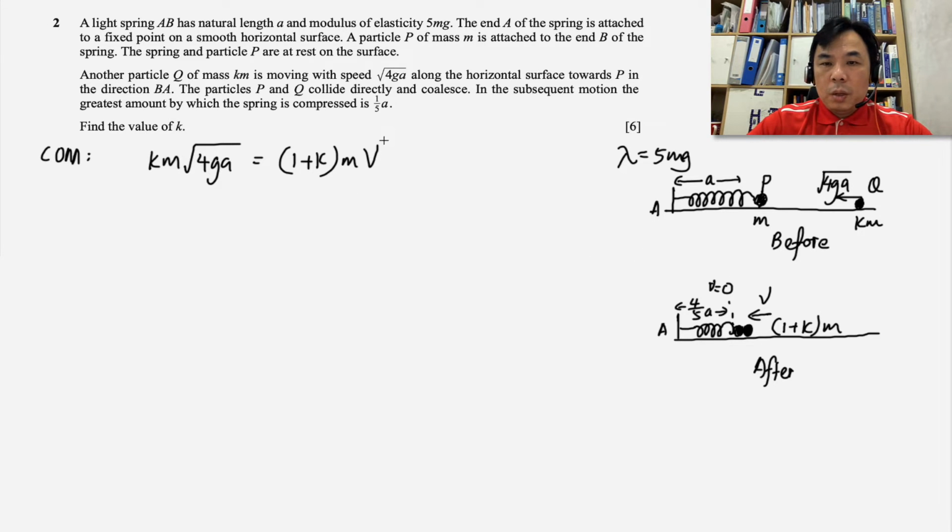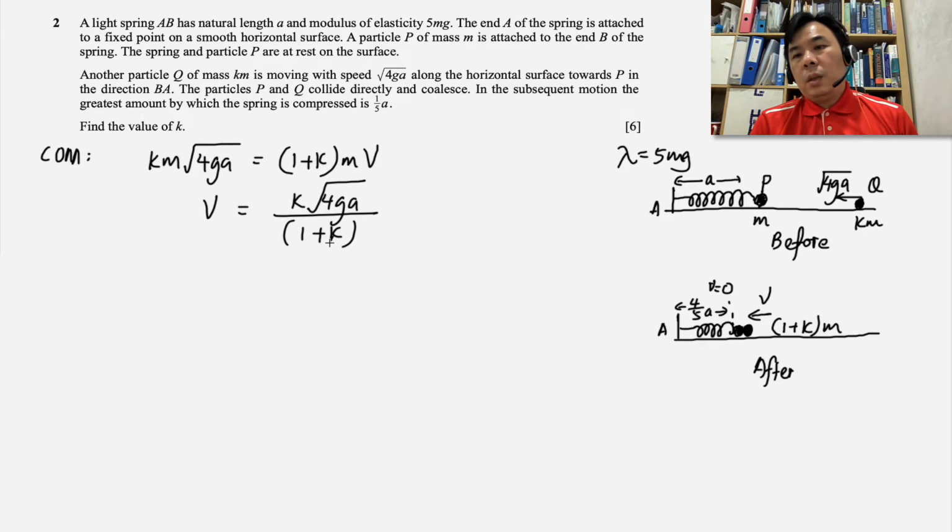Now before that, we're going to work out the common speed when they collide and coalesce. Here we can see quite easily that it is k times square root of 4ga over 1 plus k. That is the speed when particle Q collides with P and they coalesce. Then the kinetic energy due to this speed would further convert to elastic potential energy. The loss in kinetic energy becomes the gain in elastic potential energy. That's the conservation of energy concept we are going to apply here.